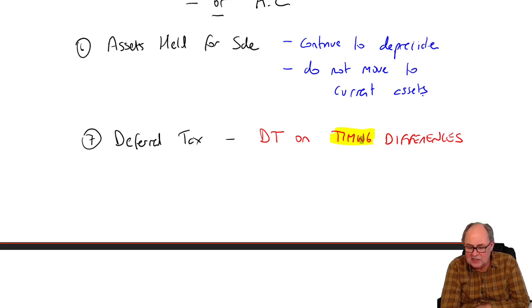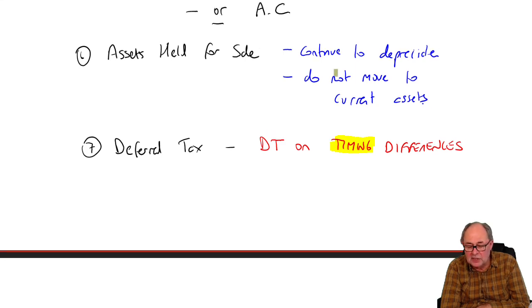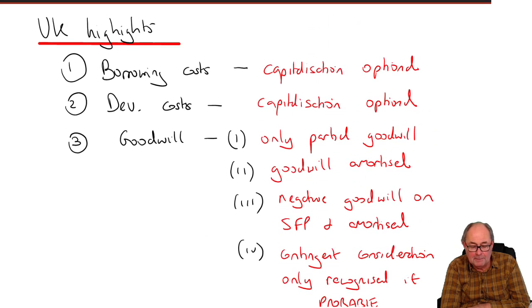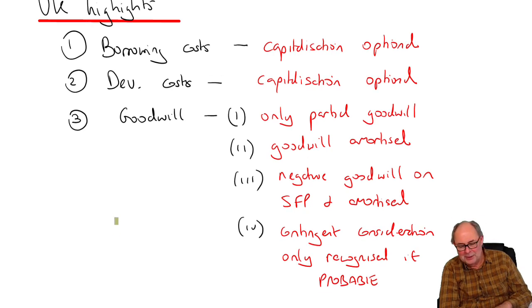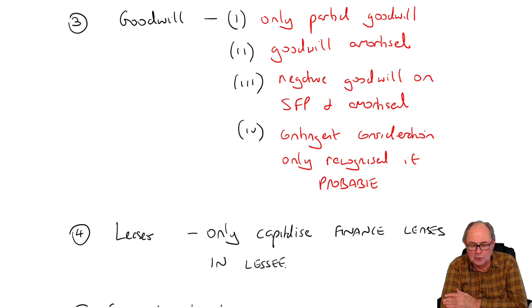That's not a complete list, but it's some of the key ones that we would probably see. Let's just look up and down it again. You've turned up at the UK exam. Hopefully you know you're in the UK exam, though sometimes candidates find it's a complete surprise they've entered the exam. Borrowing costs and development costs, you don't have to capitalise them. Goodwill, there's only one method, partial goodwill. It's amortised. Negative goodwill is treated consistently with positive goodwill by being shown on the SOFB.